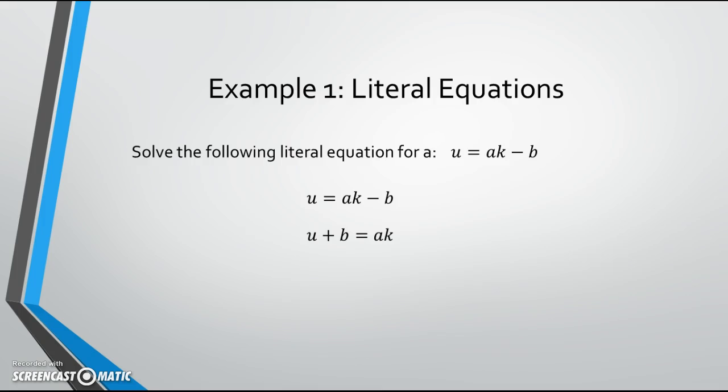In order to get a by itself, we're going to divide on both sides, the division property. We're going to divide by k. So this ends up being u plus b, all of that divided by k. That equals a, and if you need to, you can use the symmetric property just to switch which side the a is on, however you want it to look like. Okay, so a equals u plus b divided by k.